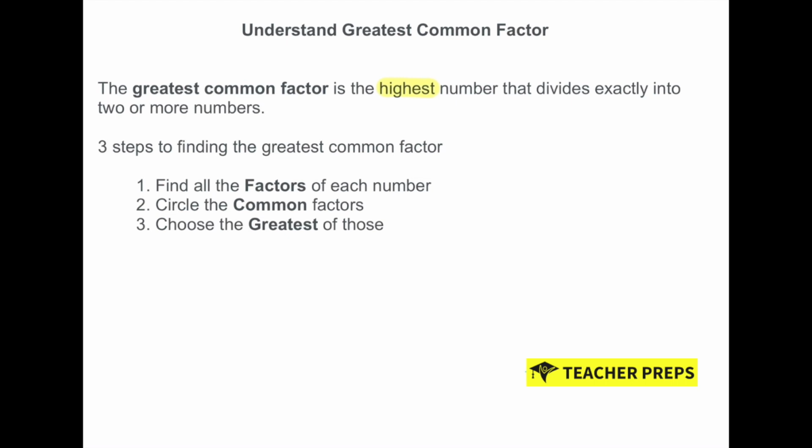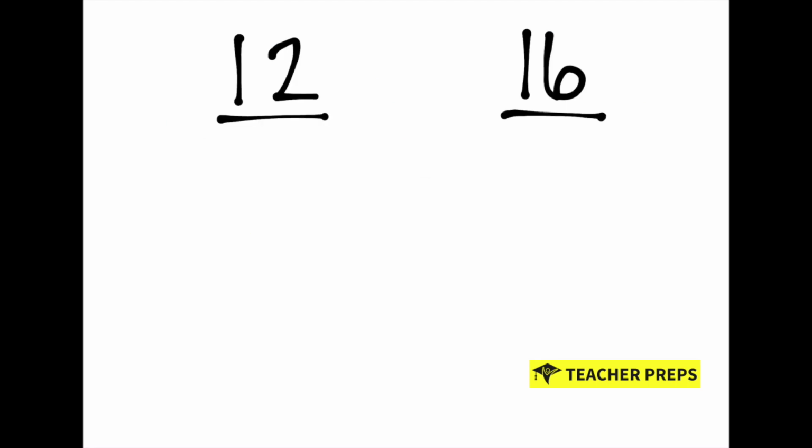Step 1 is to find all of the factors of each of the 2 numbers. Step 2 is to then circle the common factors. And then finally, we choose the greatest of the common factors. Let's find the greatest common factor of 12 and 16.